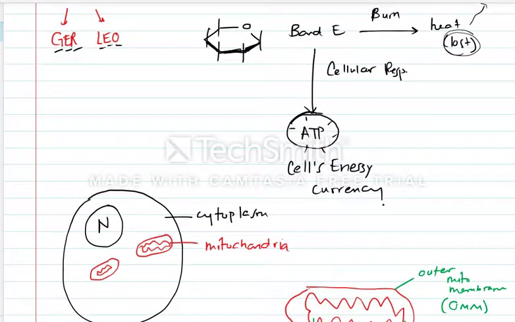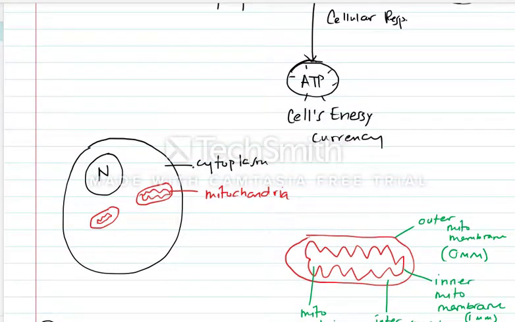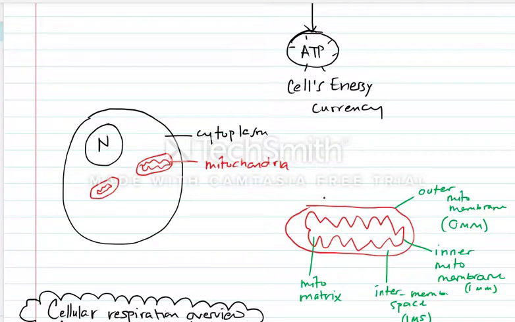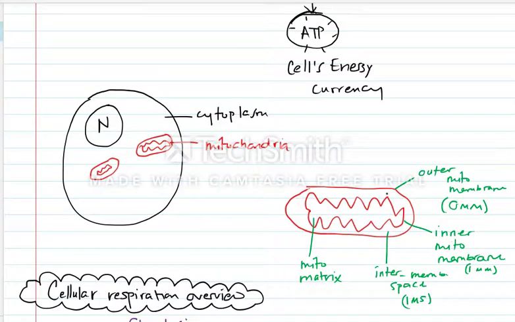Now let's take a look at where this takes place in the cell. Here's a simplistic image of the cell. This is the cytoplasm compartment, this is the nucleus, and here we have the mitochondria. Mitochondria is the location where cellular respiration takes place. Let's review a little bit about the mitochondria, just so we can refer back to this image later. So here we have the mitochondria. It has two membranes, the outer membrane, outer mitochondrial membrane, OMM. This is the inner membrane, the inner mitochondrial membrane, IMM. And between the two membranes, we have the intermembrane space, and the inside, right here, is called the mitochondrial matrix. So this is important. I'll refer back to this image in a later video.